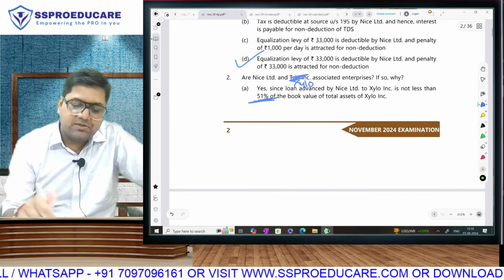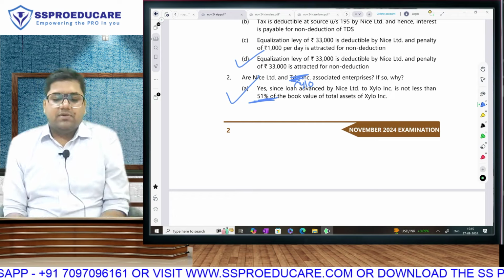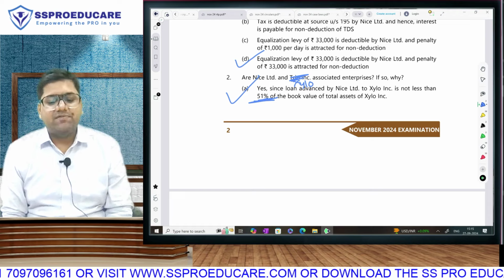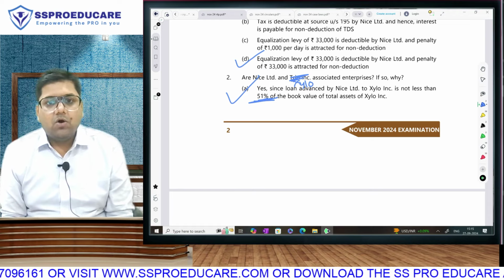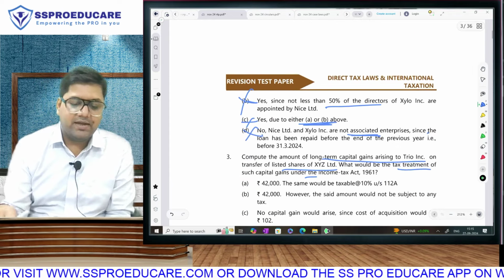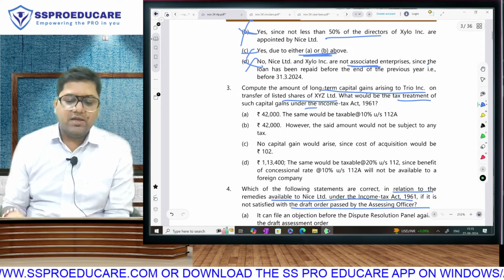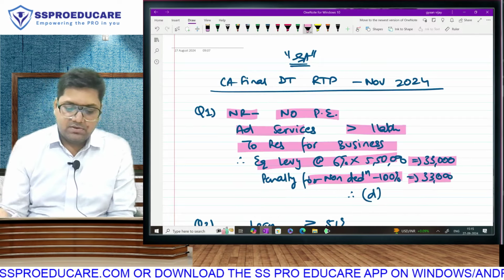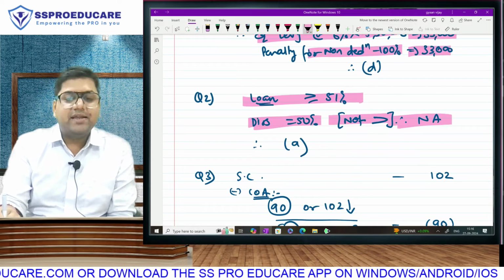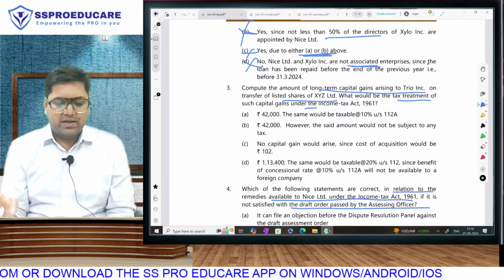Therefore, this becomes the point because of which Nice, and correct the printing error in the material, Nice and Xylo are associated enterprises because 51% or more of the book value of asset is the amount of loan that has been given by Nice to Xylo. Next, compute the amount of long-term capital gain. That second question, loan is 51% or more, directors are 50%, not greater. So that director point is not applicable, therefore A. Third is directly the calculation of 112A.